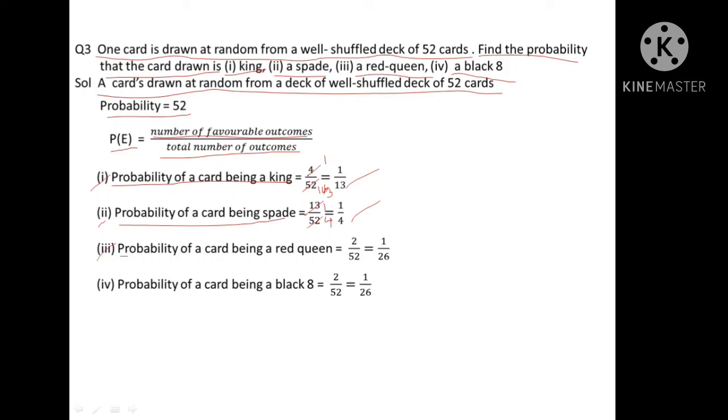Third one, probability of a card being a red queen. So here 2 upon 52. 2 ones are 2, and 2 twenty-sixes are 52. So the probability of a card being a red queen is 1 upon 26. Now the fourth one, probability of a card being a black 8 is 2 upon 52. Now 2 ones are 2, and 2 twenty-sixes are 52. So probability of a card being a black 8 is 1 upon 26.